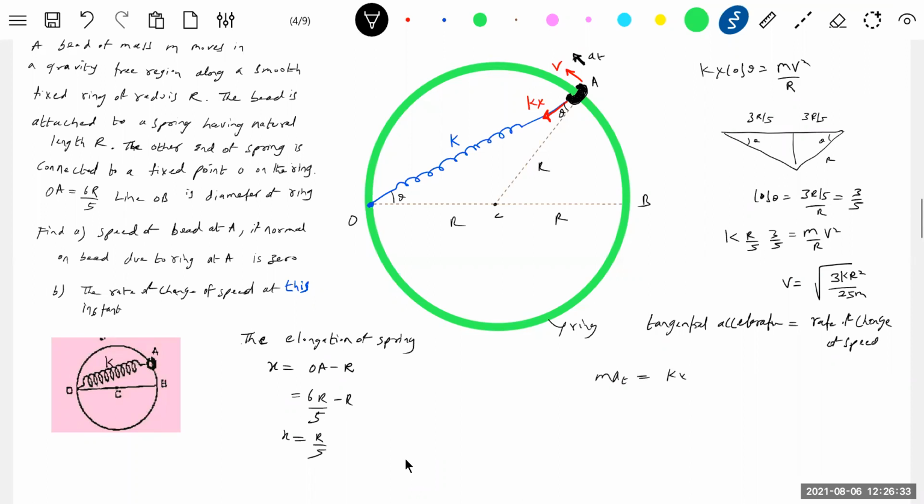m a tangential should be equal to kx sin theta. Here x is r by 5, sin theta is 4 by 5, so a tangential is 4kr by 25m.